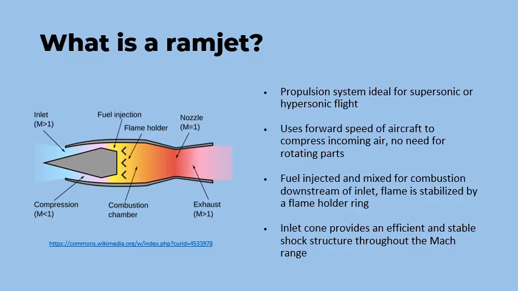The fuel is injected and mixed for combustion downstream of the inlet, where the resulting flame is stabilized by a flame holder ring. And the inlet cone that you can see on the left side of the diagram in the slide is intended to provide an efficient and stable shock structure throughout the Mach range. However, not all ramjets utilize an inlet cone.